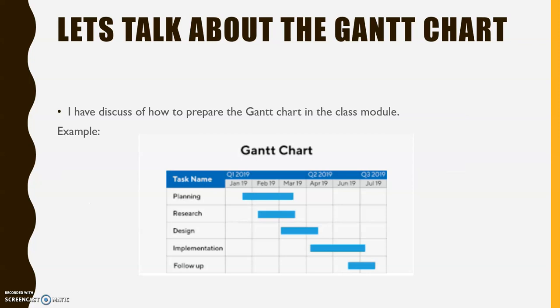Let's talk about the research Gantt chart again. Let's continue. I have discussed how to prepare the Gantt chart in the module. I have already shown you step by step what you need to do by using Excel, how to prepare a very good Gantt chart. From there, you can plan your work and you can know your progress. You are going to be very clear when you should start, and you can have some idea when exactly your final year project can be completed.